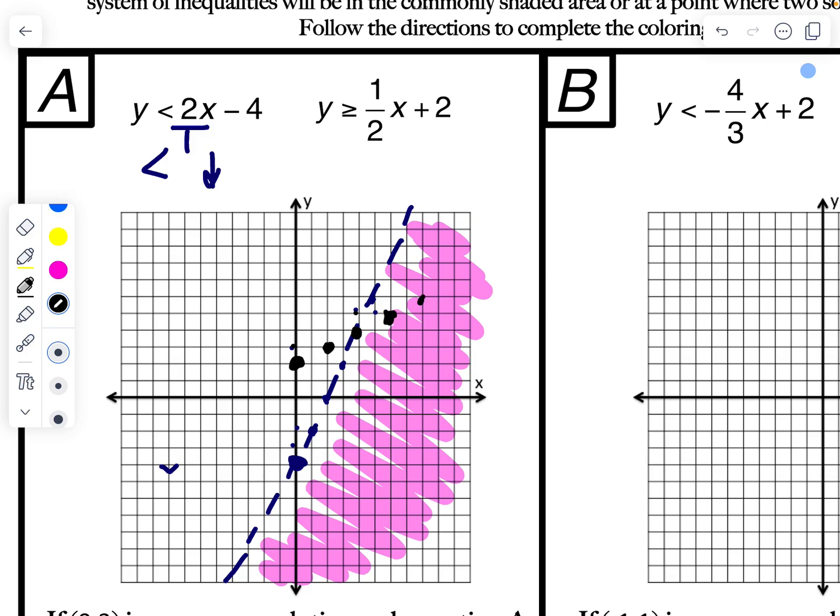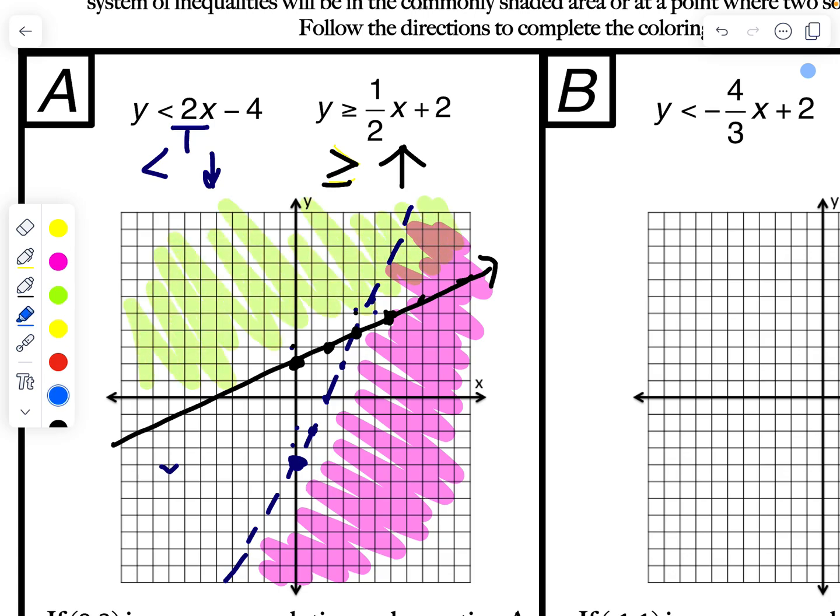Since it's greater than or equal to, I'm going to do a solid line. And in this case, it's greater than or equal to, so I'm going to shade above the line. So I'm going to use green, shade above the line.